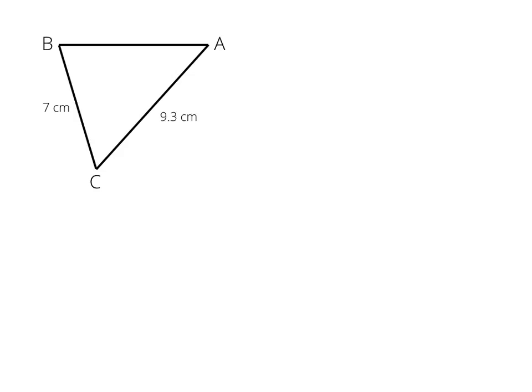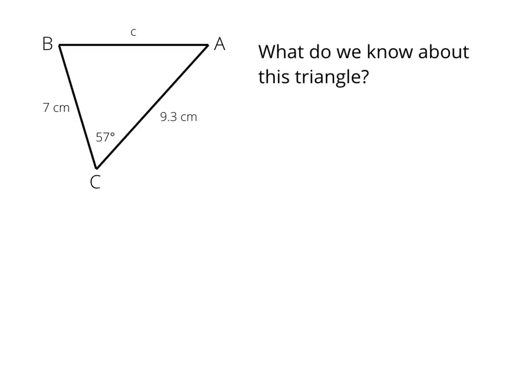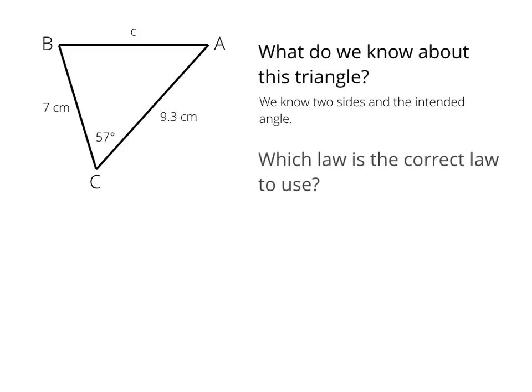Let's look at this triangle, and let's ask ourselves, what do we know about this triangle? Well, here's what we know about the triangle. We know two sides and the intended angle. The intended angle is the angle that is between the sides that we know. So the question is, which law is the correct law to use? And again, the answer here is the law of cosines. So this gives us two cases now where we know when the law of cosines is correct. And we'll specifically talk about those two cases right at the end of this video.